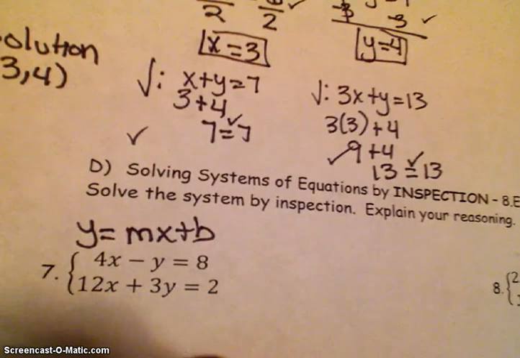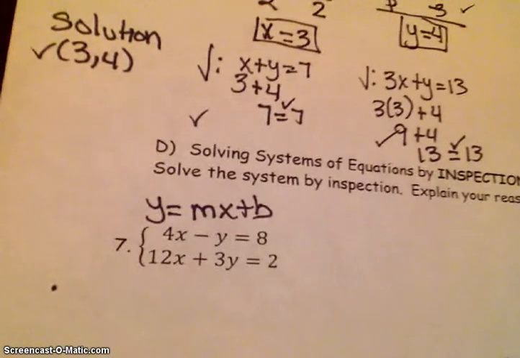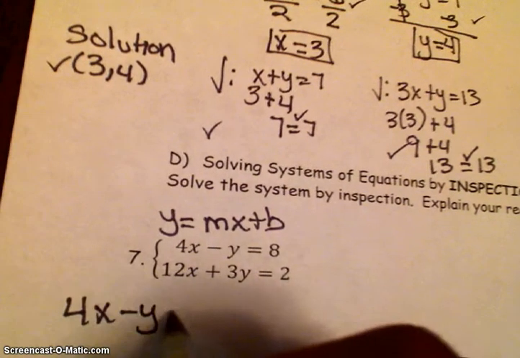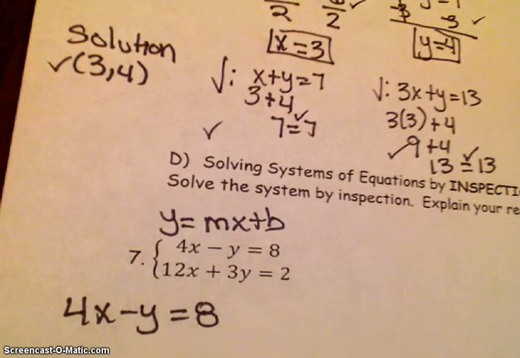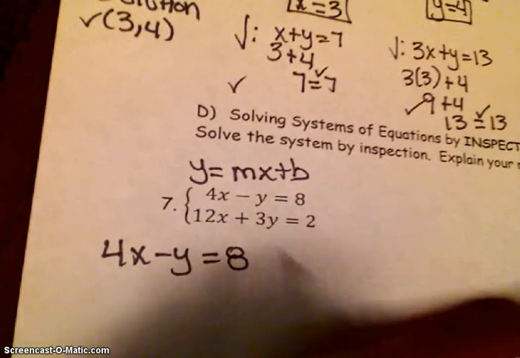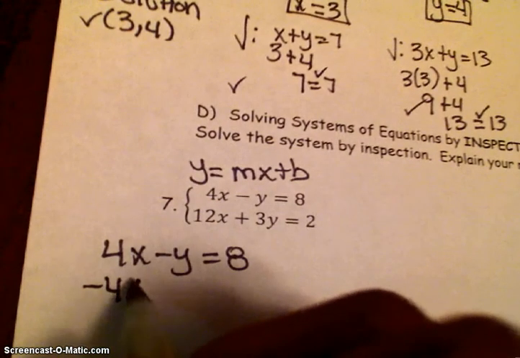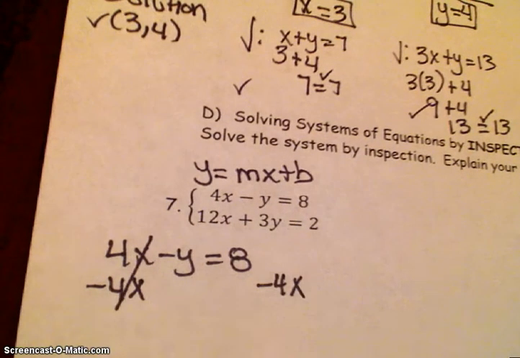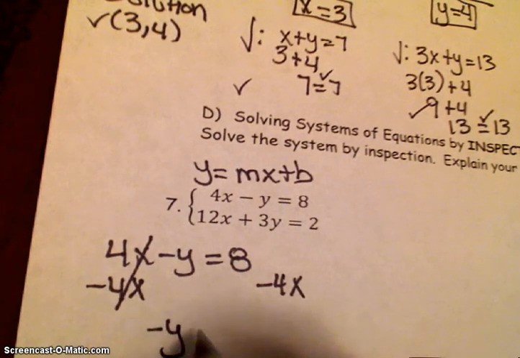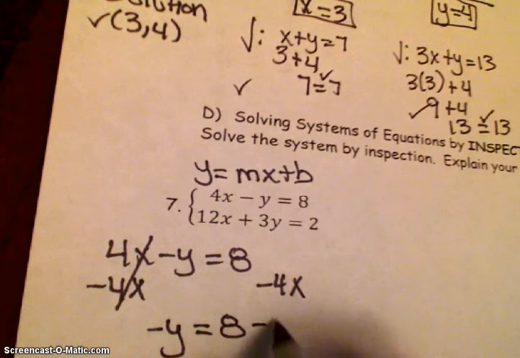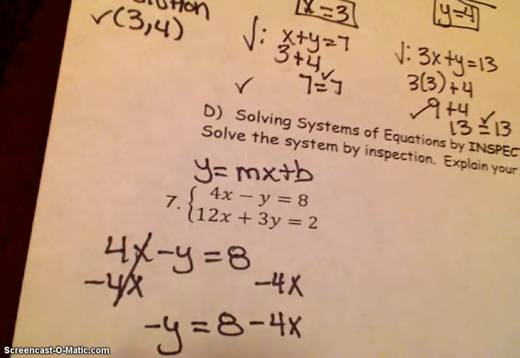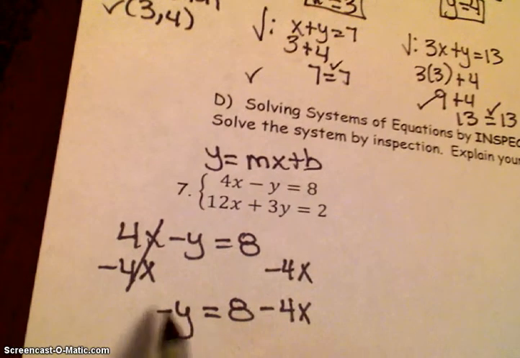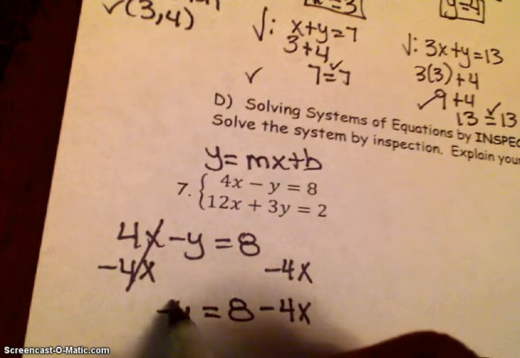So if I take the first equation, 4x minus y equals 8, I need to get y by itself. So I'm going to subtract 4x from both sides. They simplify to be 0. I have a negative y equals 8 minus 4x. I'm going to divide both sides by negative 1 because I have a negative 1 in front of this y.